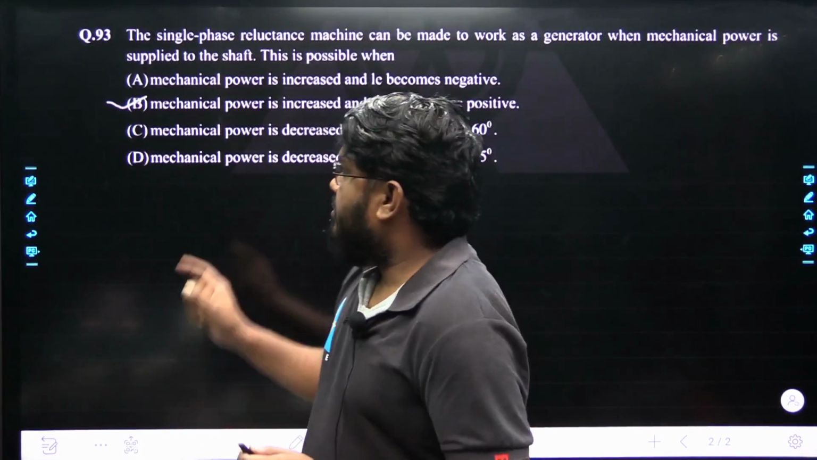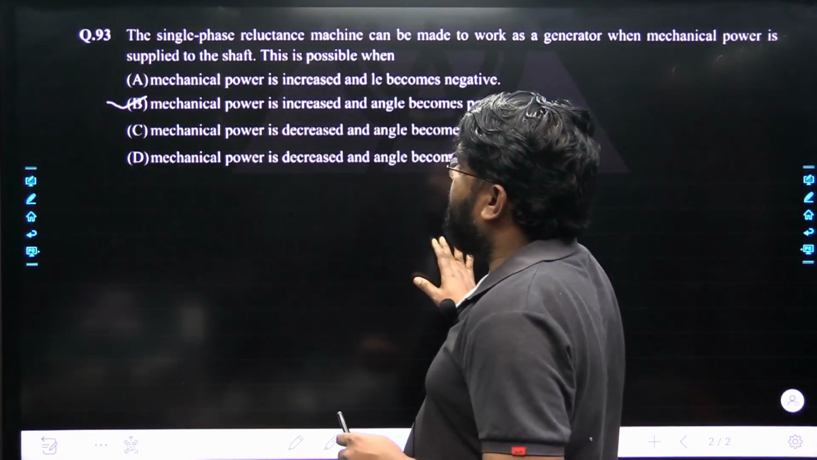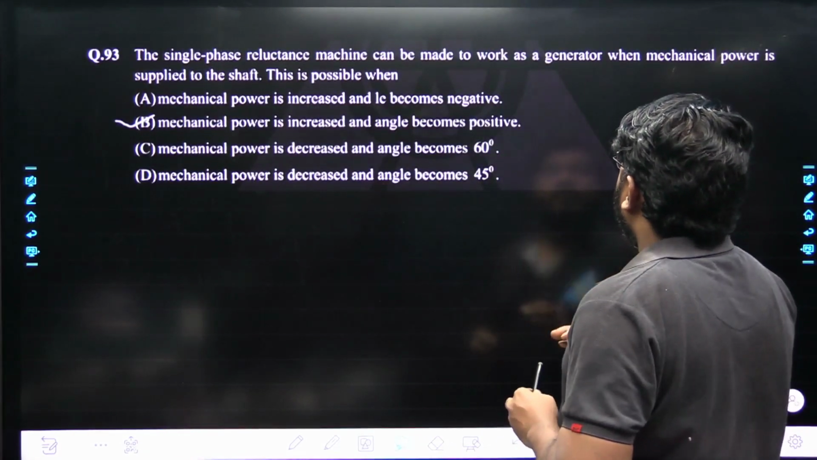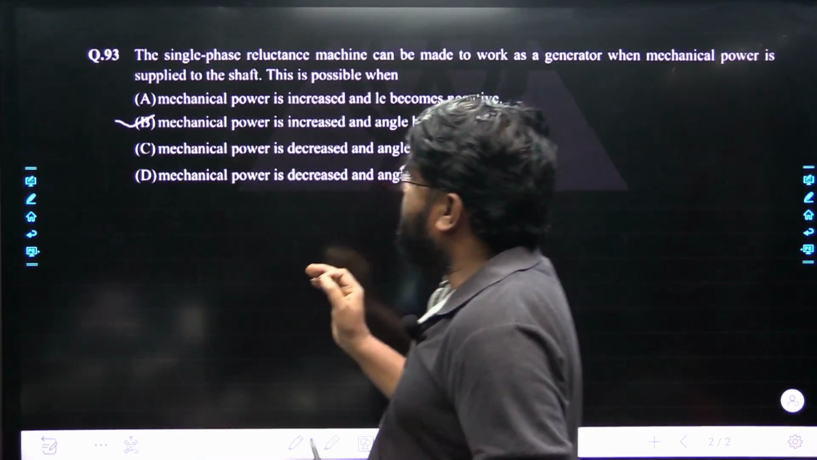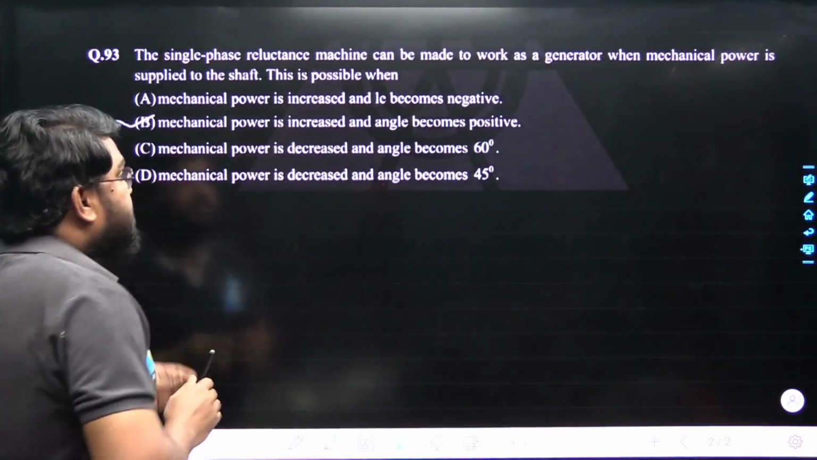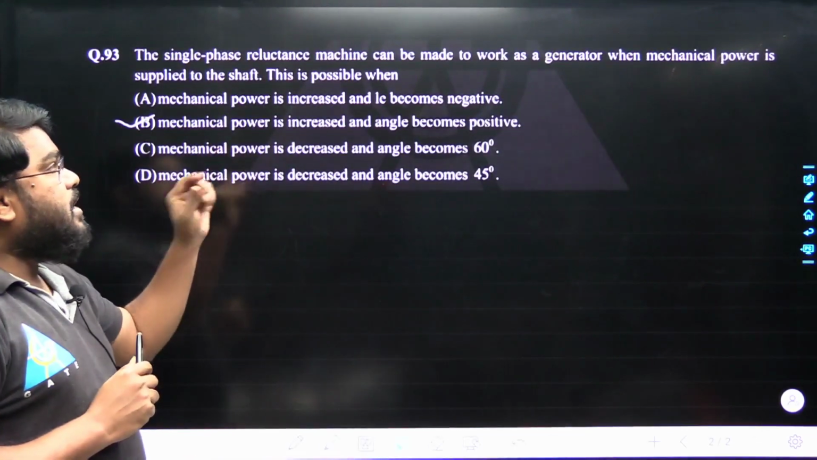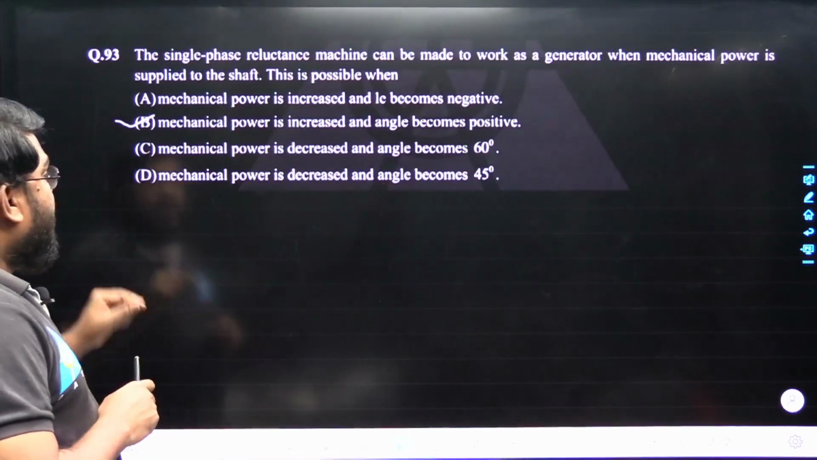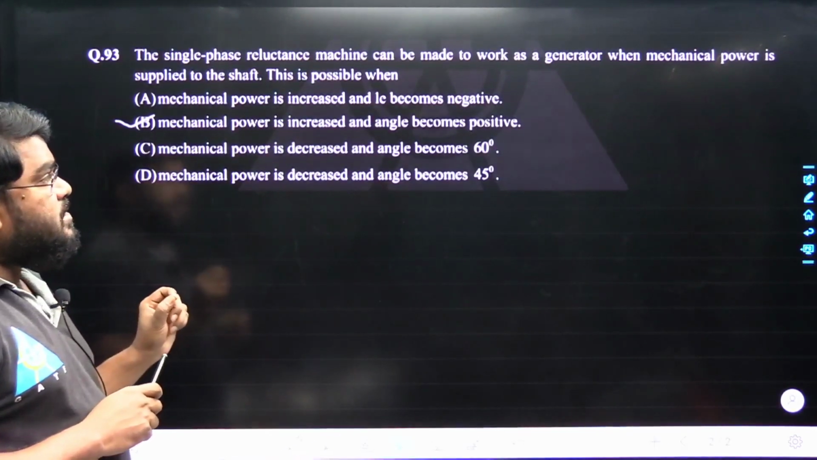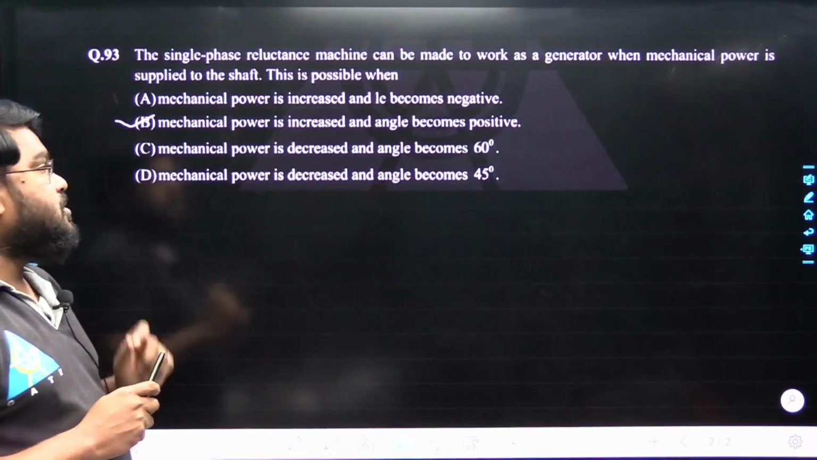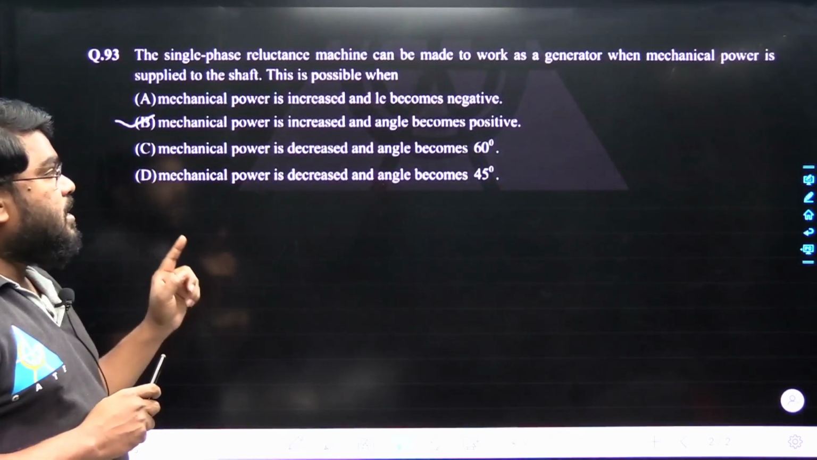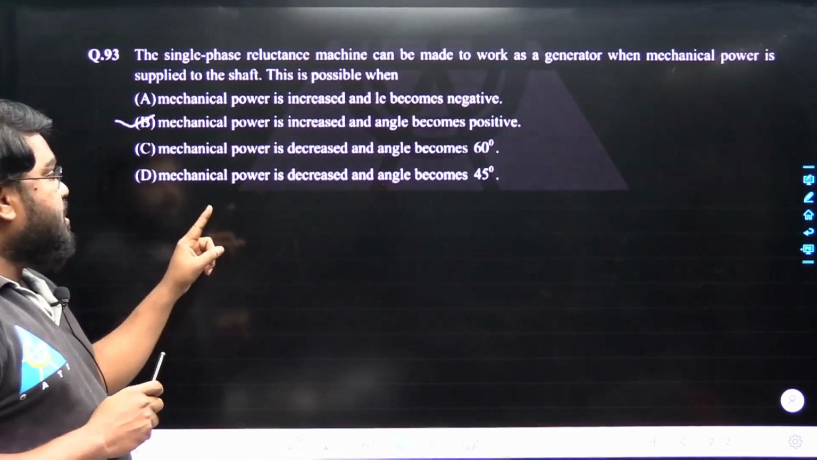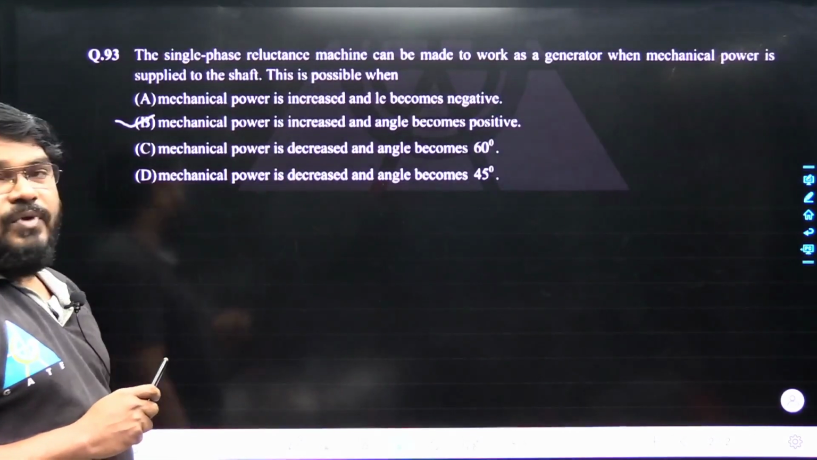Let us solve question number 93. The question is: the single phase reluctance machine can be made to work as a generator when mechanical power is supplied to the shaft. This is possible when mechanical power is increased and load angle becomes negative; or mechanical power is increased and load angle becomes positive; or mechanical power is decreased and angle becomes 60 degrees; or mechanical power is decreased and load angle becomes 45 degrees.